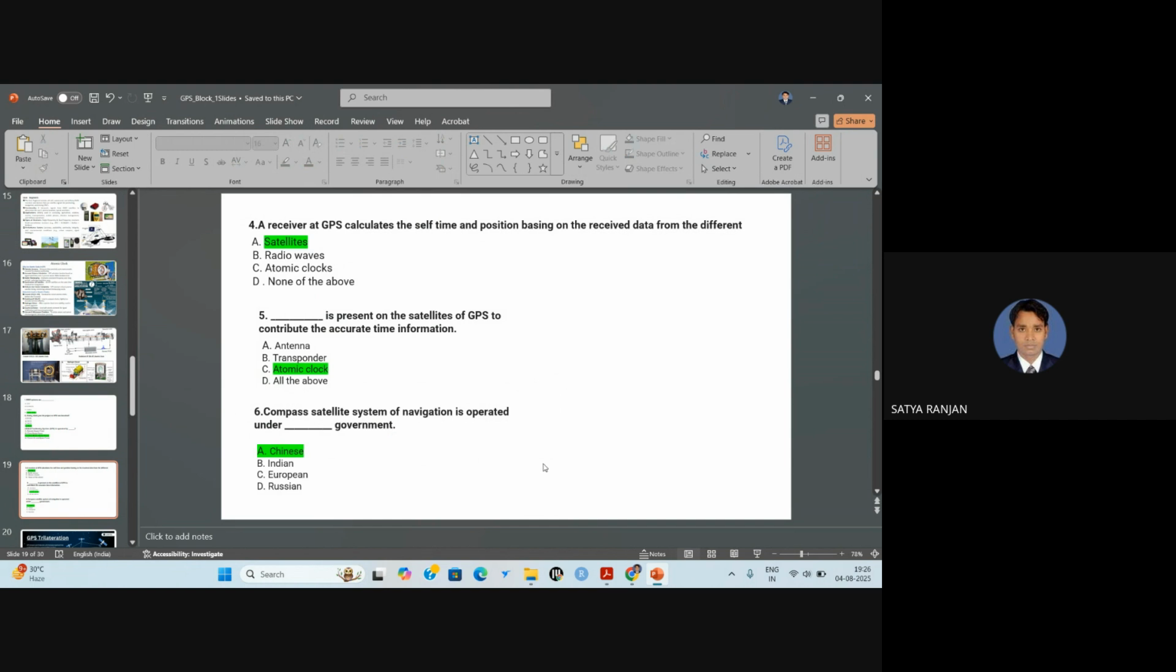So these are some basic questions. Then we will discuss later. Next class tomorrow we will discuss all the different signals related to the GPS and other parts. If any doubt is there, we can discuss it.